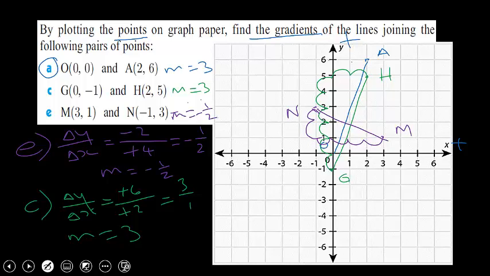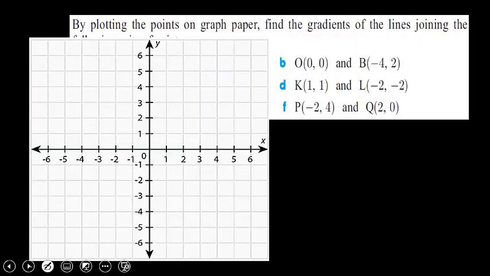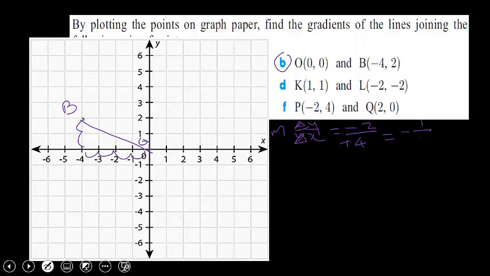Okay, let's do the other 3. Point B, we're going from 0, 0. That's O for origin. And minus 4, 2. Minus 4, positive 2. That's point B. So connect them like that. M is change in y over change in x, which is going to be 1, 2, minus 2, 1, 2, 3, 4, plus 4, which equals minus 1 over 2. So m equals minus 1 over 2.